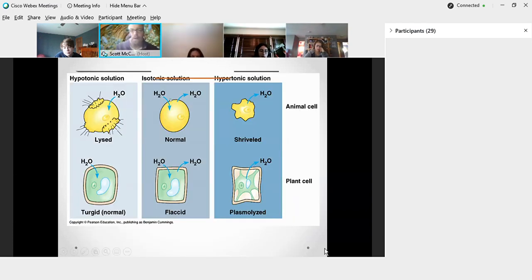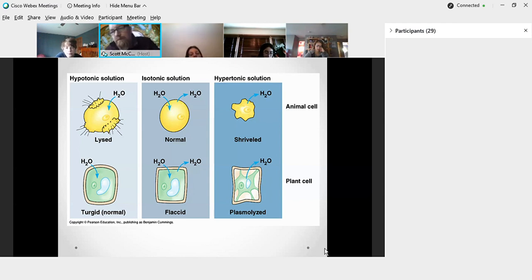And that's what we see here. On top here are animal cells, on the bottom are plant cells. But in hypotonic solution, more water races in and they swell, and sometimes they lyse or explode. In an isotonic solution, water's going in the same speed as it's going out.